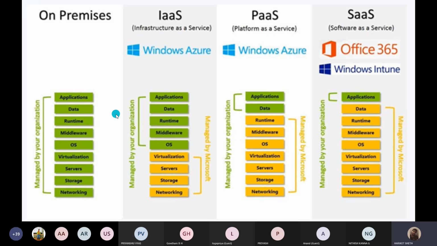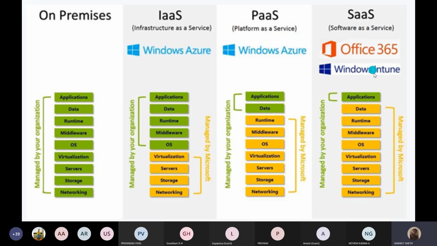If you want more customization and more control over it, you will use IaaS, which is infrastructure as a service. You handle the applications, the data, runtime, middleware, and OS in your organization, whereas you depend on Microsoft or any other cloud service provider for virtualization, server, storage, and networking. And on-premises, you have complete control. That is the excluded case of cloud, where you don't have any dependence on cloud service providers. This is not a cloud use case.